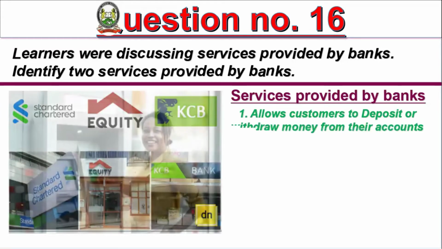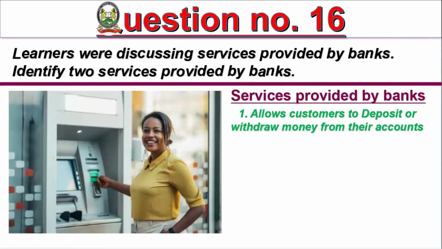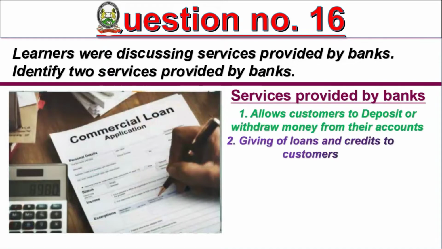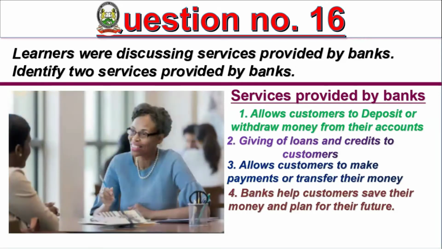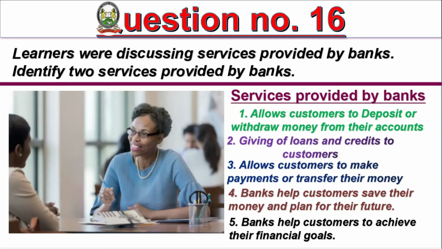So services provided by the banks, we have number 1. Banks allow customers to deposit or withdraw money from their accounts. Then giving of loans and credits to customers. Customers go and apply for a loan and then they are credited. Then allowing customers to make payments or transfer their money, even through mobile phones. Then number 4, banks help customers to save money and plan for their future. Some are giving some advice. Banks help customers to achieve their financial goals. That is the work of banks. So banks are very important to our lives.